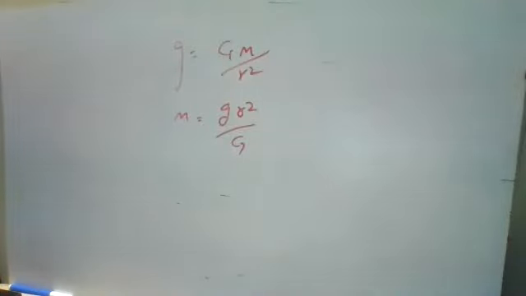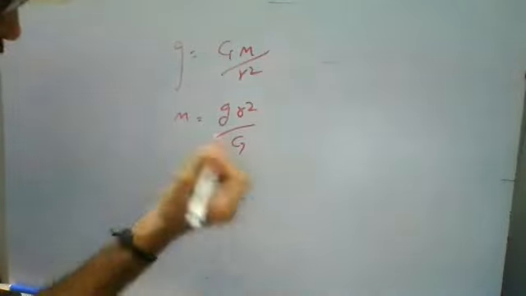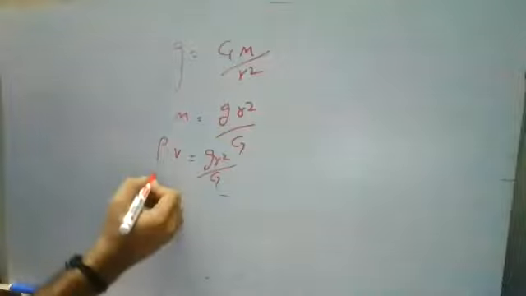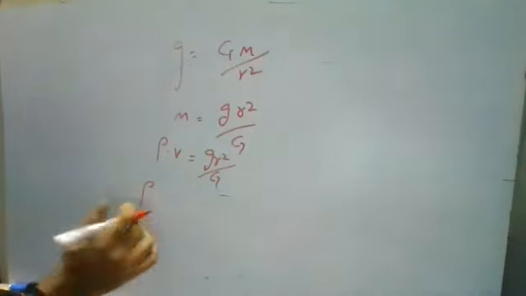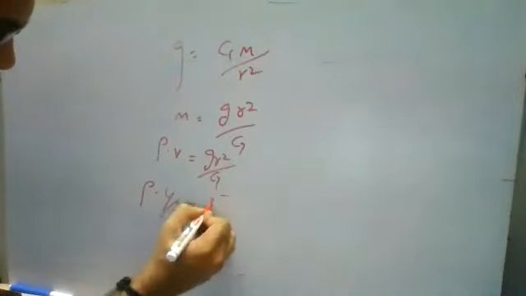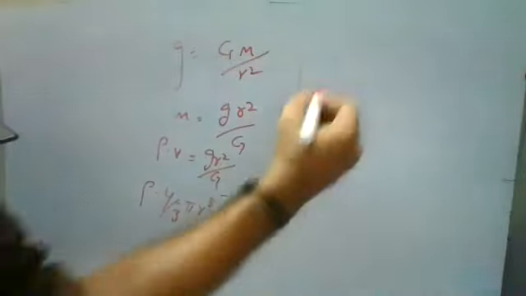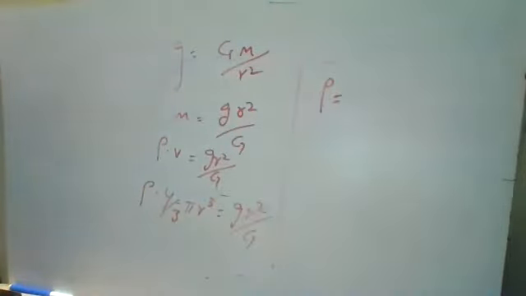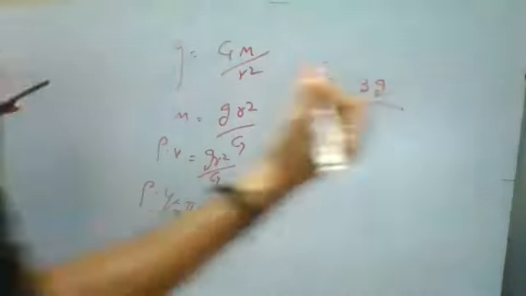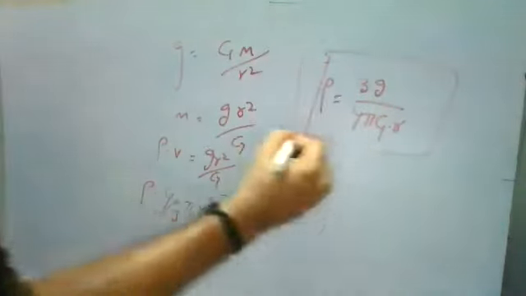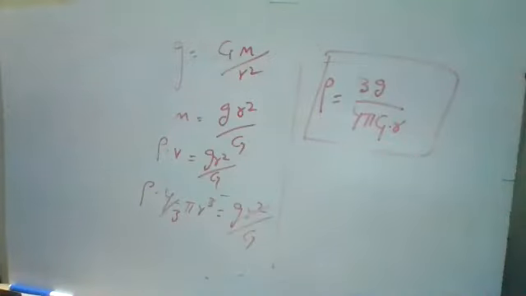Now, if you want to find the density from this relation, mass, as I told you earlier, is nothing but density into volume, which is equal to small g R square by capital G. So rho into 4 by 3 pi r cube is equal to g R square by G. The r square will get cancelled. So from this relation, rho is equal to 3g by 4 pi capital G into r. Remember this relation. If you want to find the density of a planet, rho is equal to 3g by 4 pi G r.